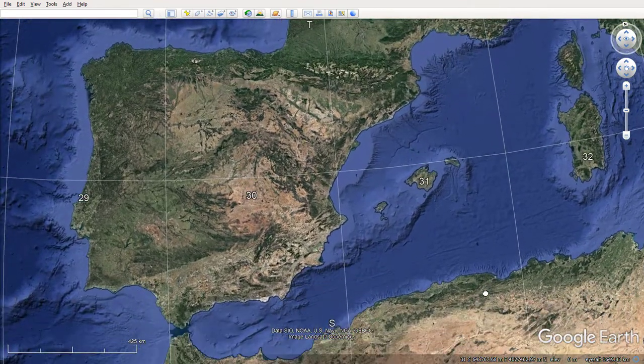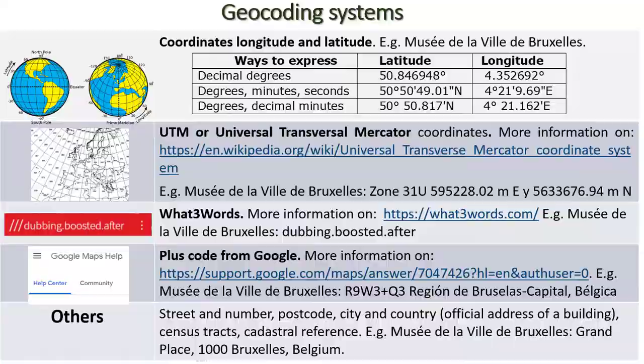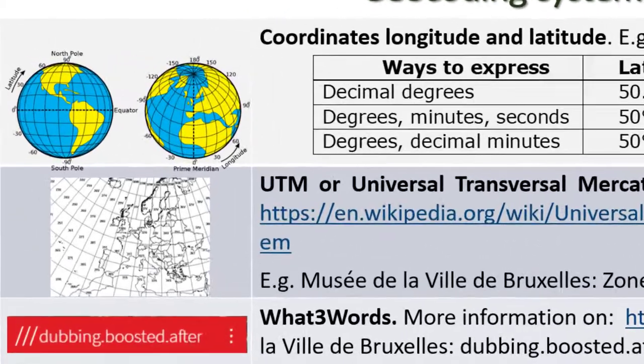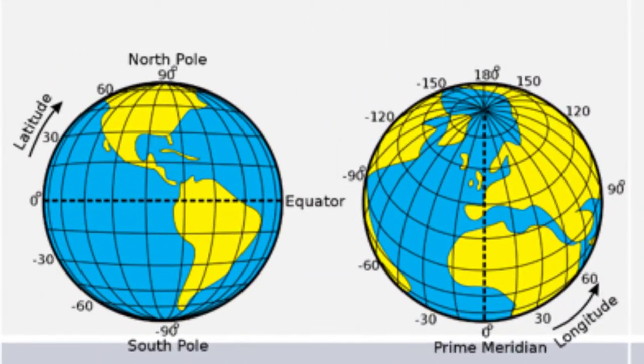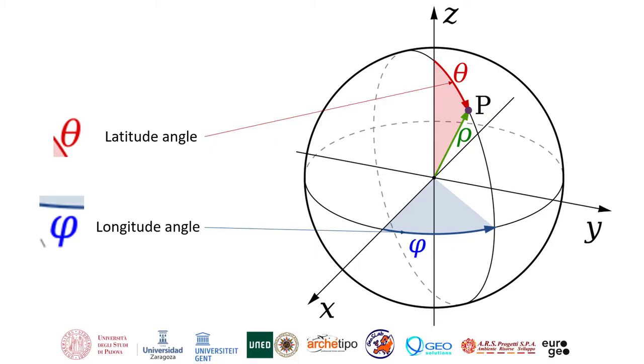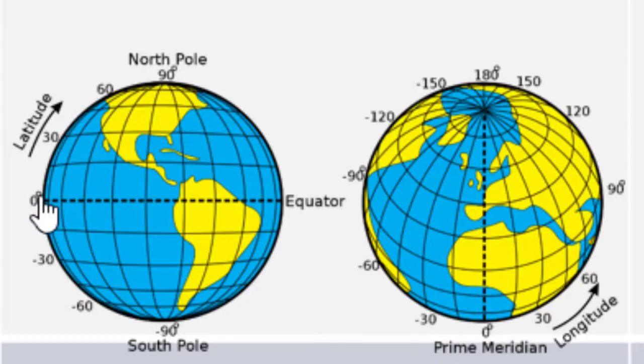Location attributes allow us to establish a geocoding system which shows the way of locating places on the surface of the Earth. There are several geocoding systems that allow us to facilitate identification. For example, coordinates, longitude and latitude, which is the most well-known location system. These measure angles. Latitude is the angle between the equator to the north and to the south from 0 degrees to 90 degrees north or 0 degrees to 90 degrees south.